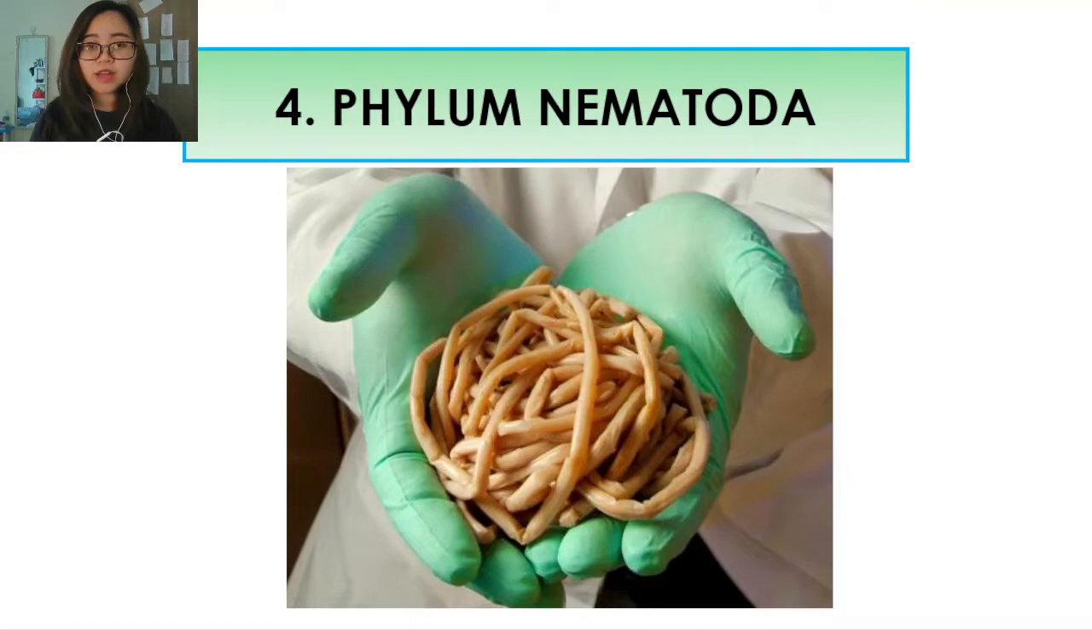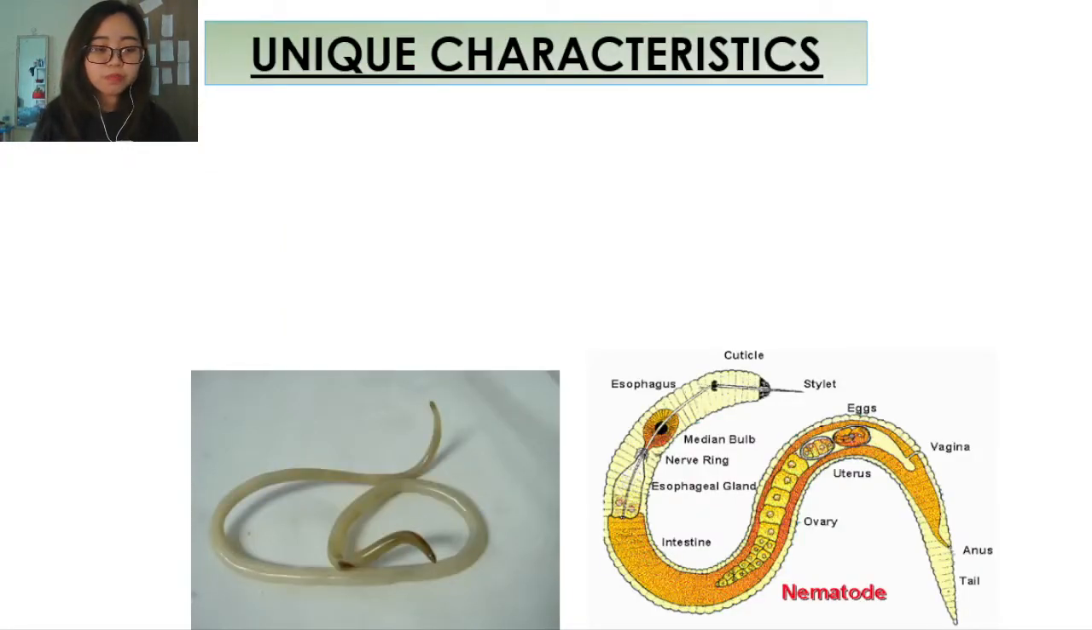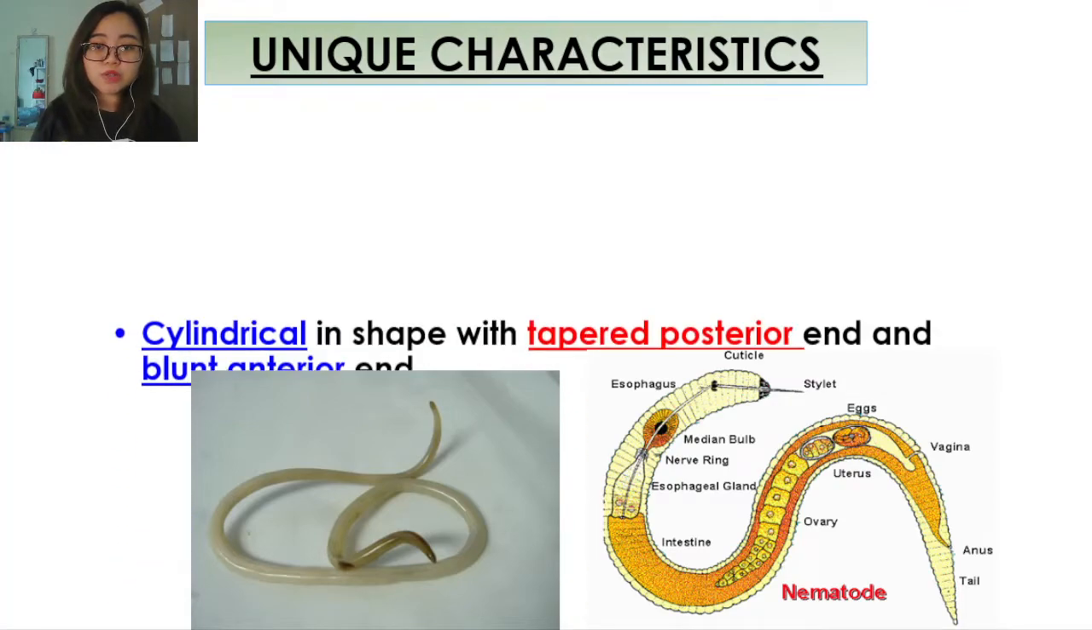Nematodes are another phylum of worms that we will be learning about in this chapter, and as you can see here, they can grow to various sizes and various lengths. And so let's have a look at the unique characteristics of the forbidden spaghetti. Down here, we have a picture of a type of nematode, and on the right is a diagram showing the internal structure of the nematode. So let's get started with the unique characteristics.